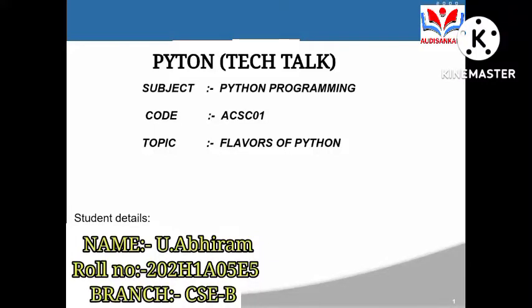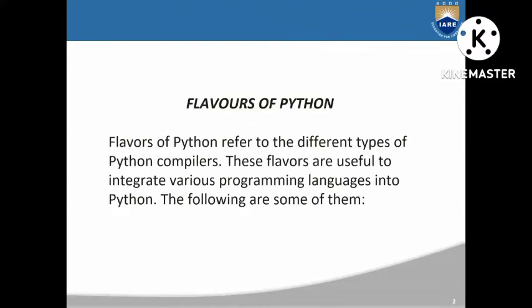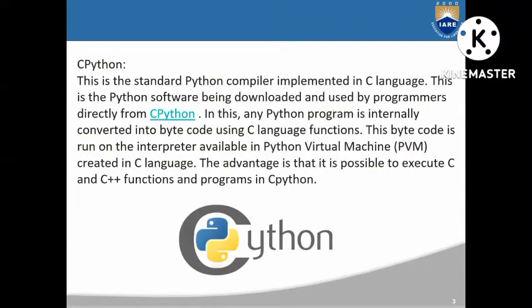Now I am going to explain to you about the topic, the flavors of Python in Python programming. Now let us discuss in detail what are the flavors of Python. First, let us see what the word flavors of Python means. Flavors of Python refer to the different types of Python compilers. These flavors are useful to integrate various programming languages into Python. The following are some of them.